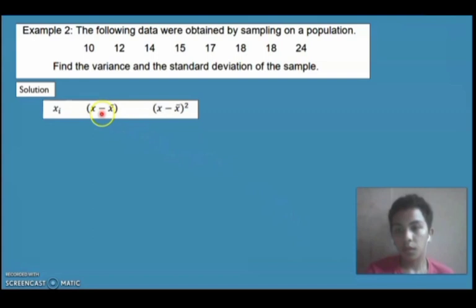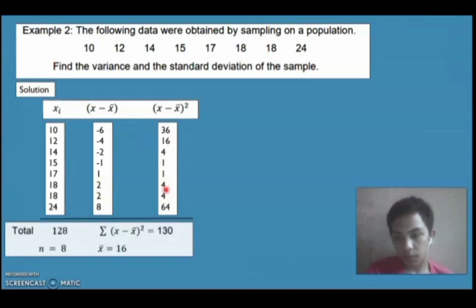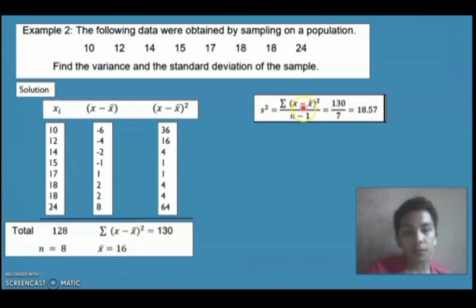Solution. You have here the x value, subtract the mean, and square them, multiplying each by itself. We have here the value, the difference, and the product. The sum of the x values is 128, and the sum of the squares is 130, and the number of values is 8, and the mean is 16. This is the formula for getting the variance for the sample.